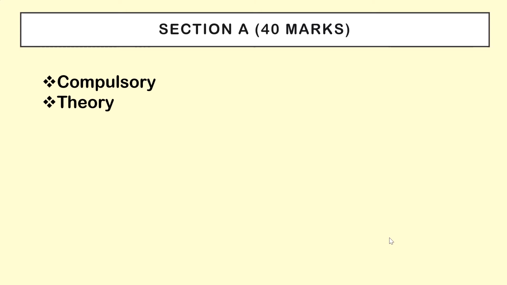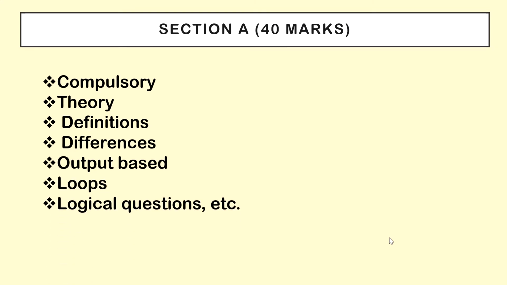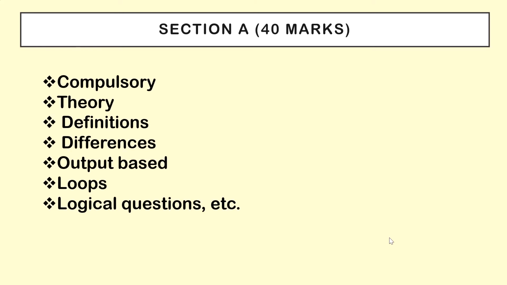In Section A, the questions which you need to prepare are theory portions, definitions, differences, output based questions, loops, and logical questions. So what you have to prepare is basically the theoretical part of the syllabus. You need to prepare for Section A, that is 40 marks.